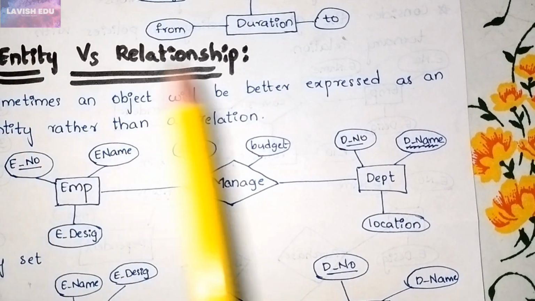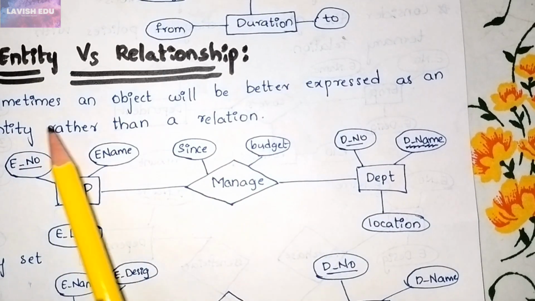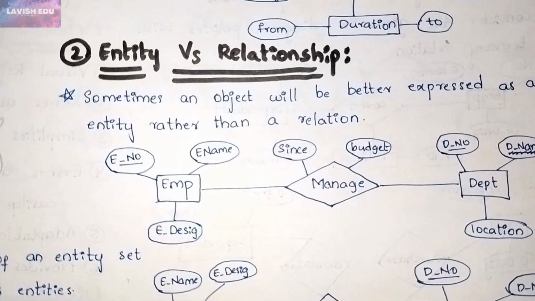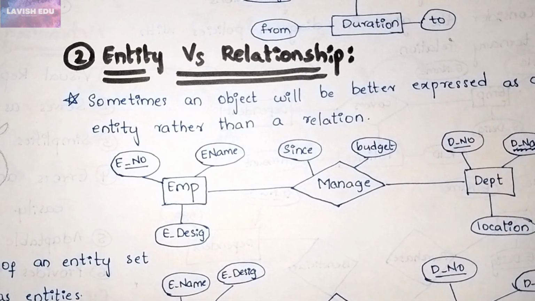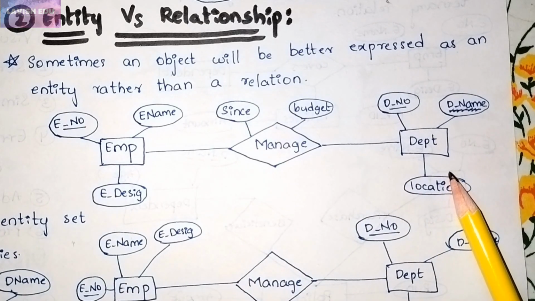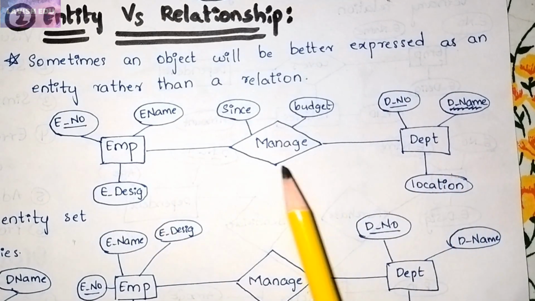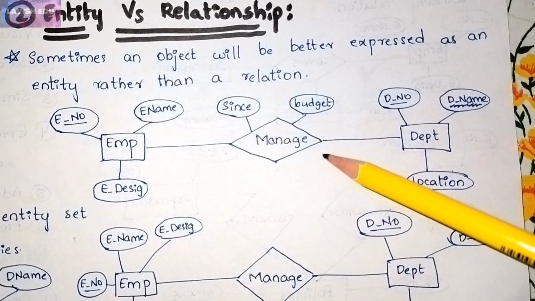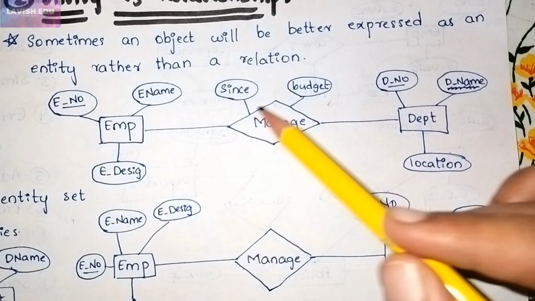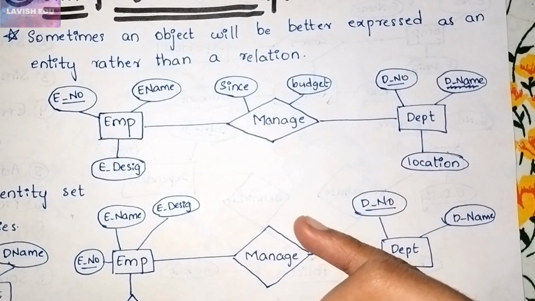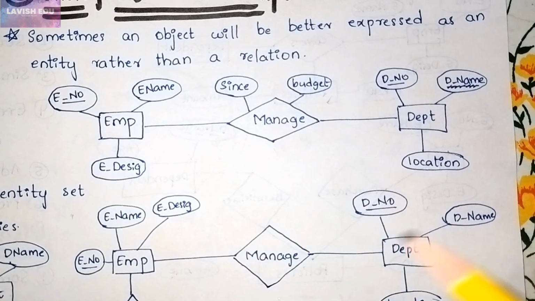Next we have entity versus relationship. Sometimes an object will be better expressed as an entity rather than a relation. In the example below, employee is an entity and department is also an entity. Employee and department are linked with a manages relationship. Here as we can see, manages has the attributes since and budget, and the budget is managed by the manager. These can be represented by a manager attribute.